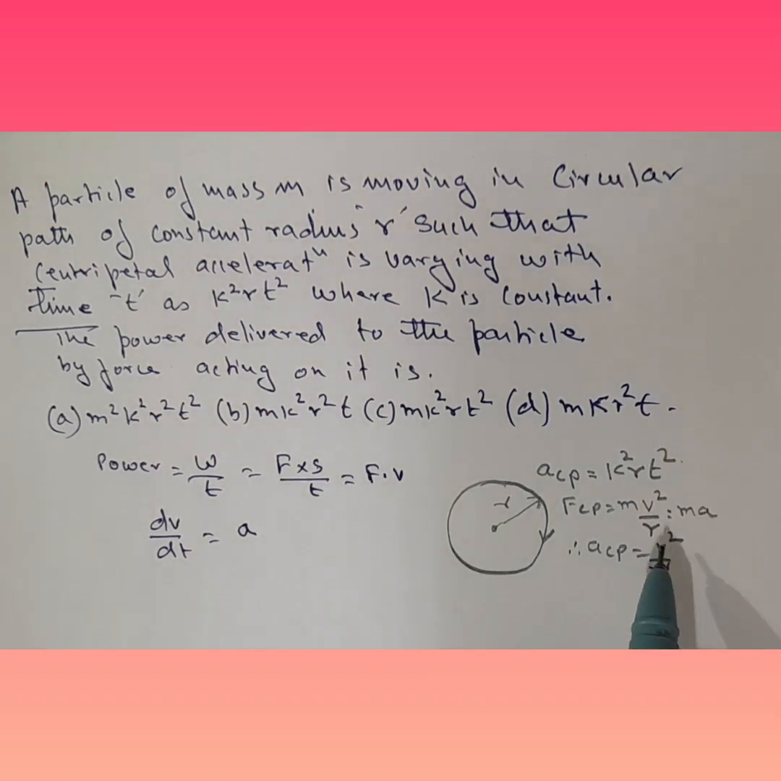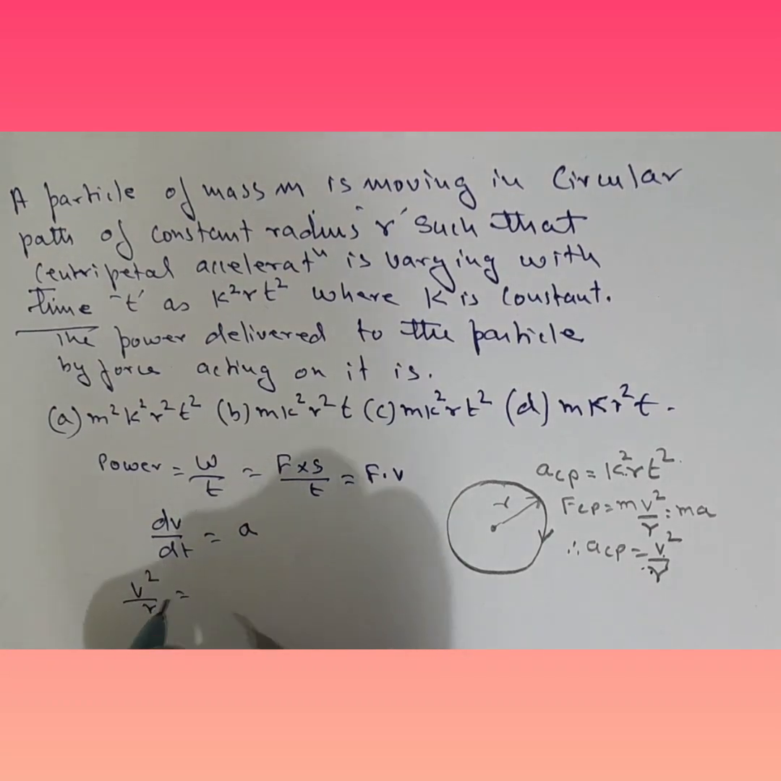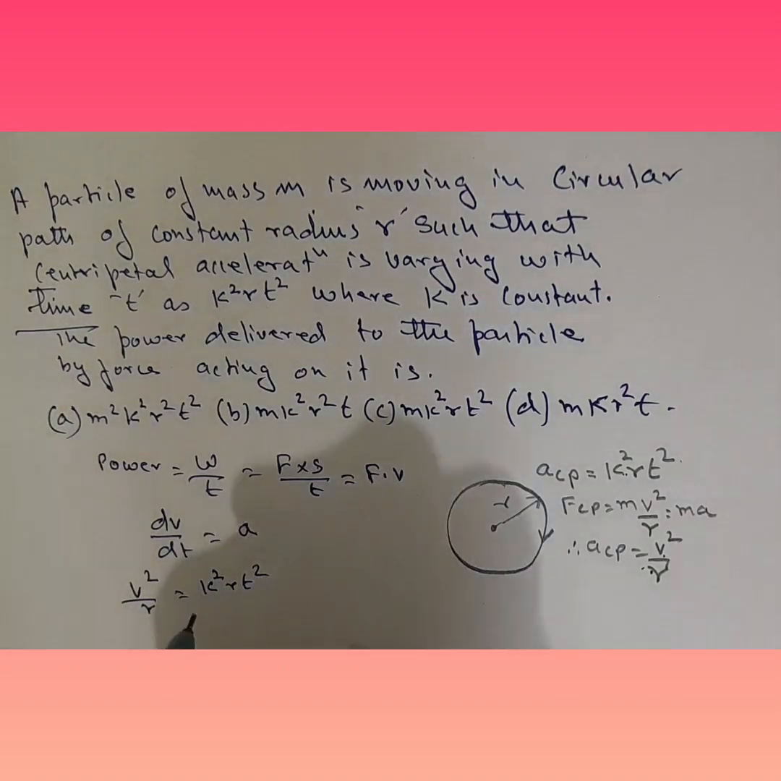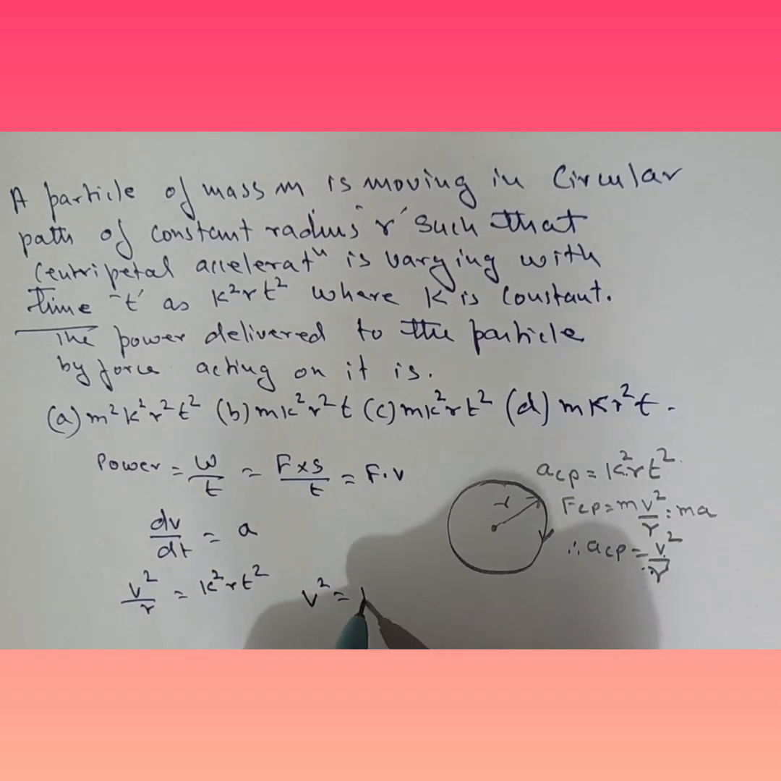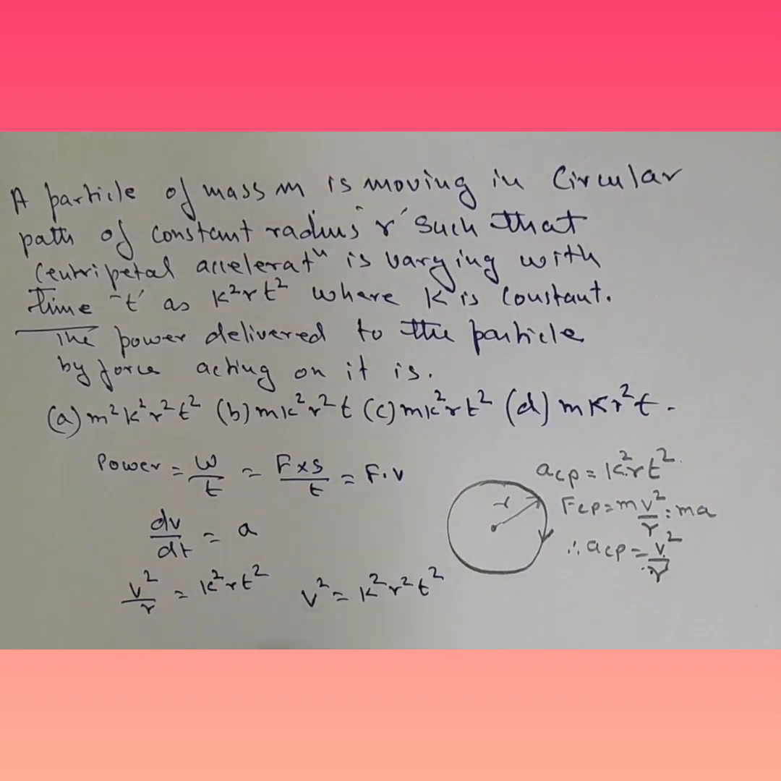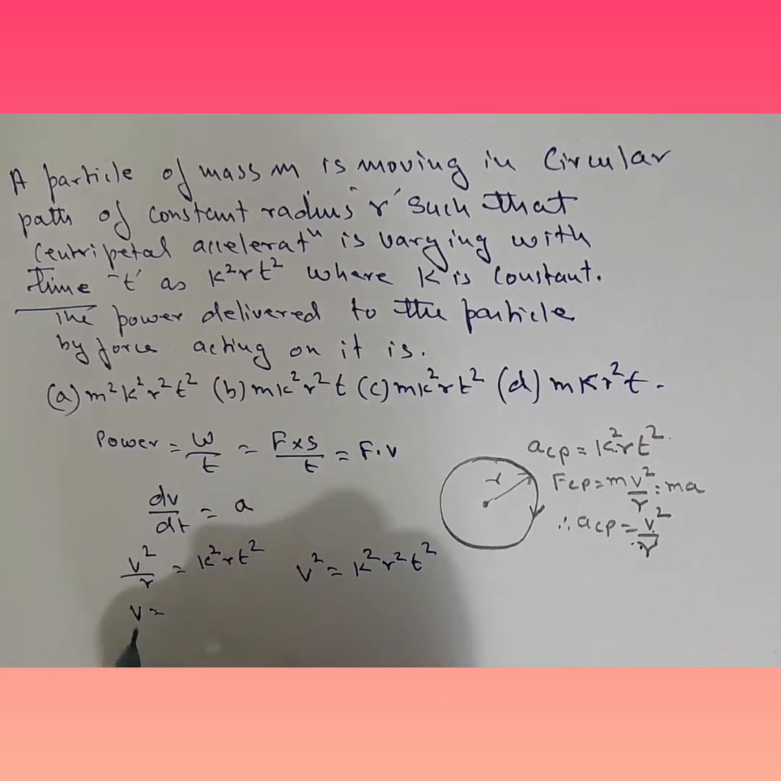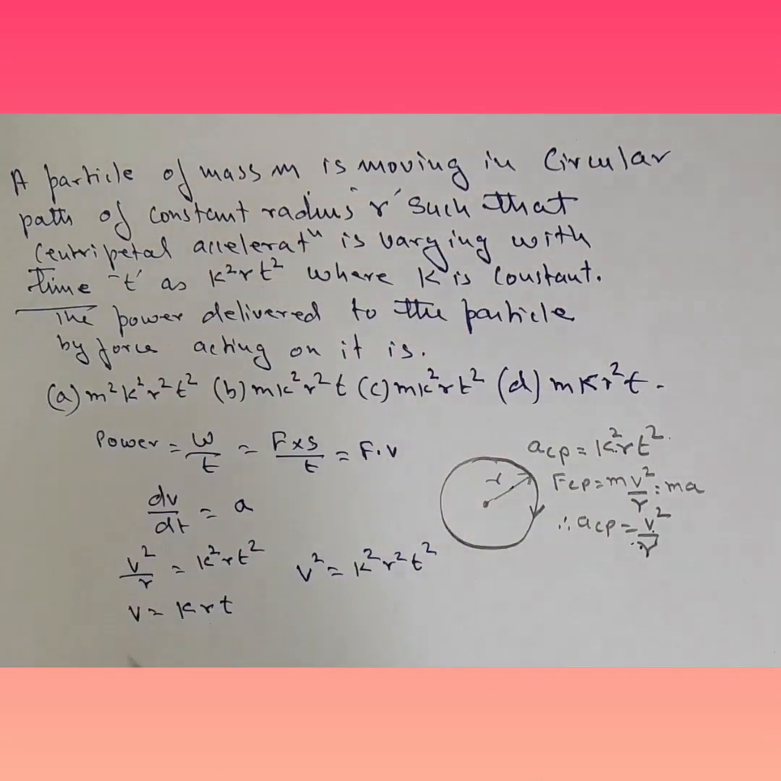To begin with, this and this both are ACP. So I can write it as v square over r is equal to k square r t square. So v square is equal to k square r square t square. What next? Next is square rooting both the sides. We get the formula for v, which is k r t. t, obviously you know, is the time provided, r is also the radius provided, and k is also in the data.